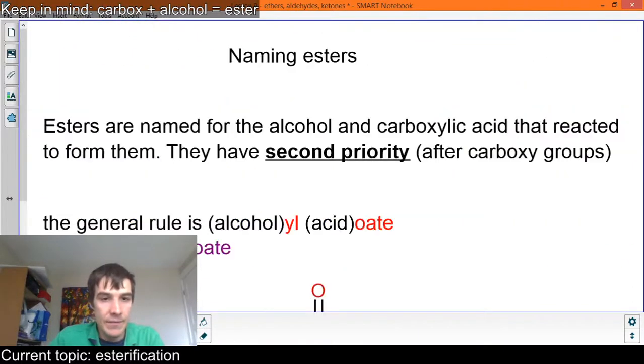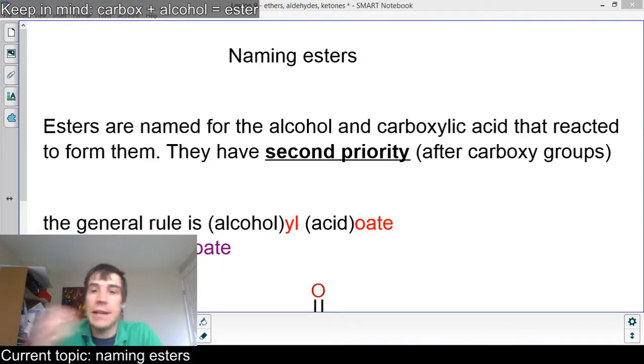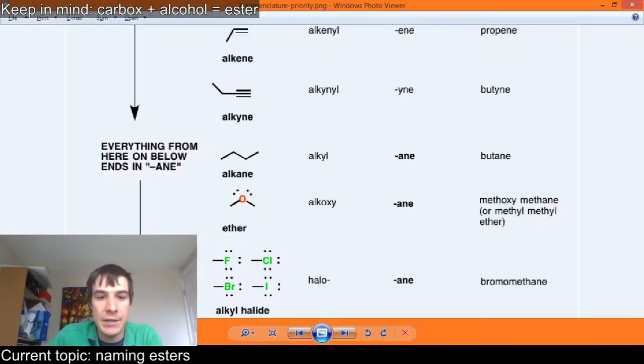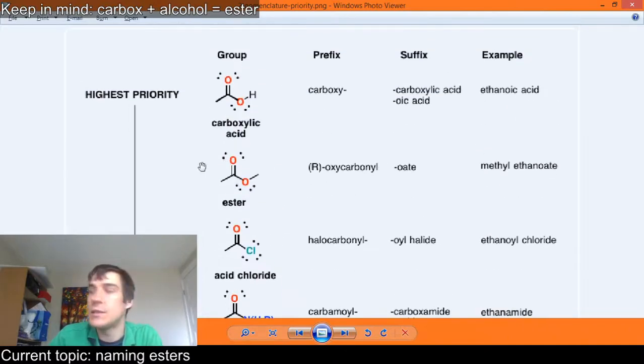They're very interesting. Naming esters. Naming esters is relatively easy because you've always got an alcohol on one side and a carboxylic acid on the other. So you literally just name the alcohol and name the carboxylic acid, and then you put those two names together. Here's how it works. First off, esters have the second highest priority. So if you have an ester, you're going to name it as an ester. You can see that here. Here's the esters, the second highest priority.